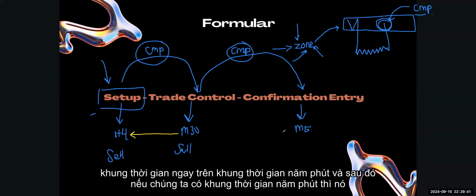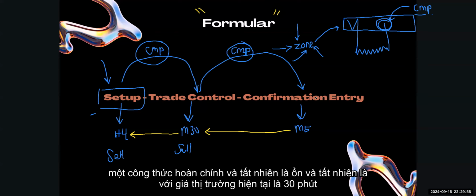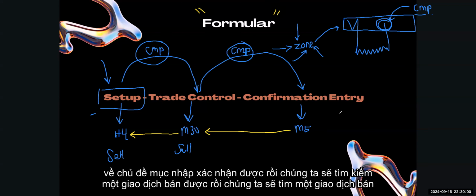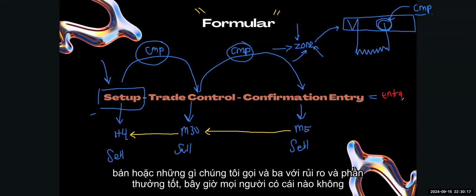And then if we have the 5 minute time frame, it shows us that this M30 is going to be respected by the price. Why? Because we already have a complete formula. And of course, at the current market price of 30 minutes, on the confirmation entry topic, we're going to look for a sell. You got this, right? After we have all of this, of course, we can take a buy, or maybe we can take a sell, or what we call an entry with a good risk and reward.